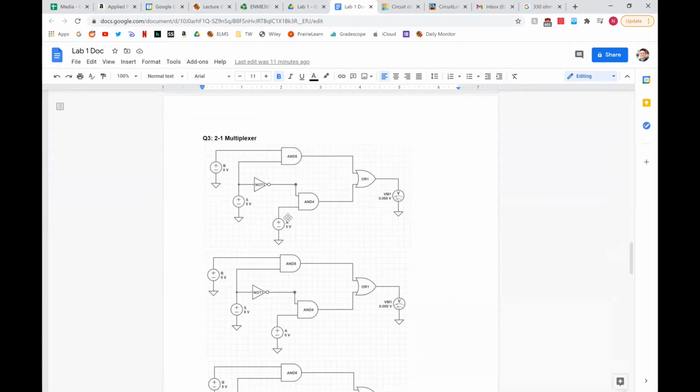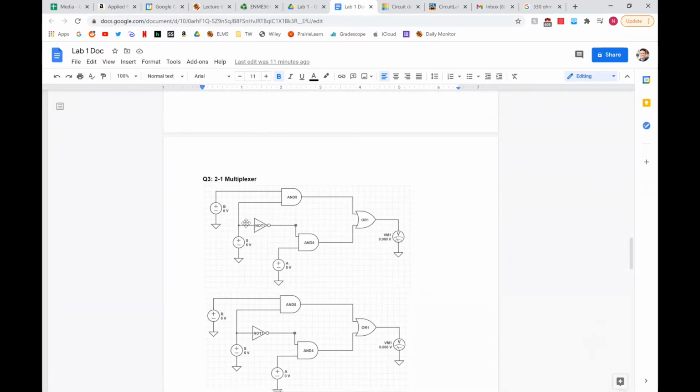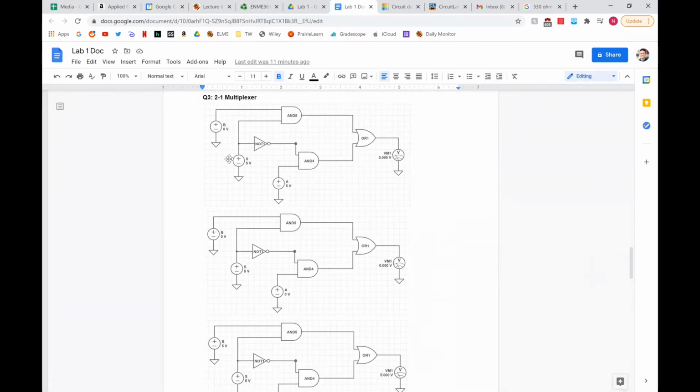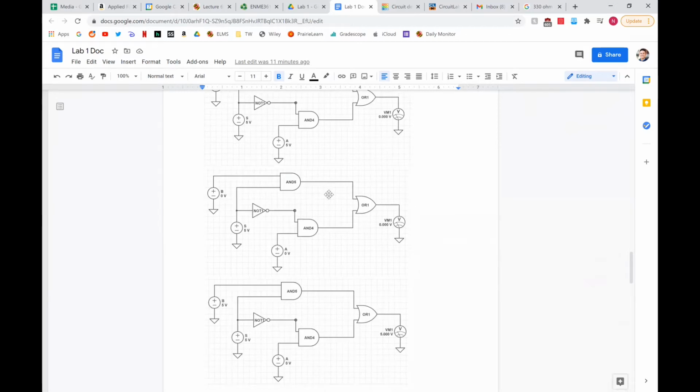Question 3 required us to create a 2-to-1 multiplexer in Circuit Lab. So here I have a couple of situations based on the truth table there. So I did 0, 5, and 5. This is my B, my selector wire, and my A input. And you can see the outputs here.